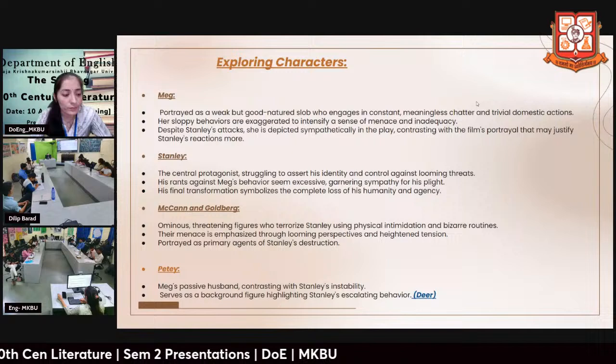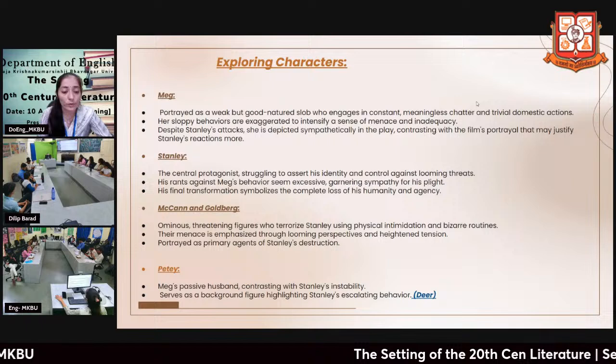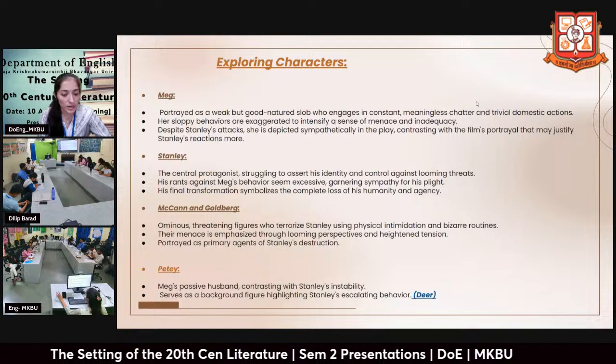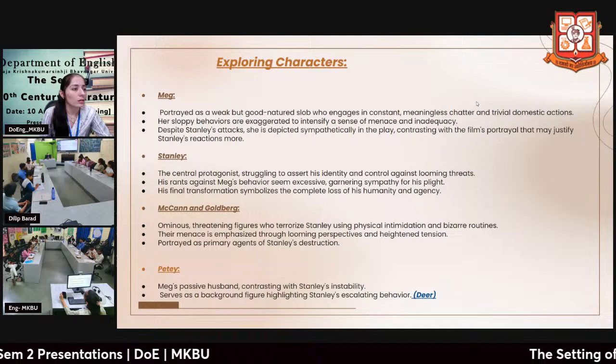Next are McCann and Goldberg, omniscient and threatening figures who terrorize Stanley using physical intimidation and bizarre routines. Their meanness is emphasized through the looming perspective and heightened tension. By their appearance, we can feel that terrifying environment.